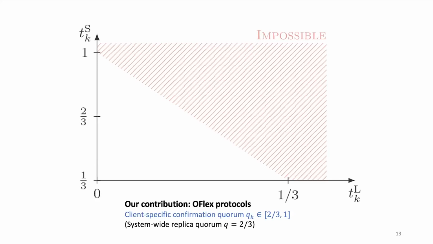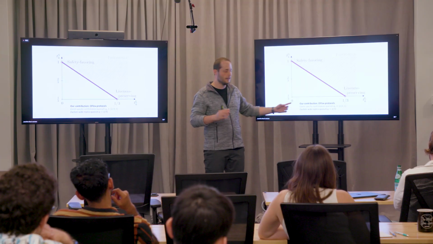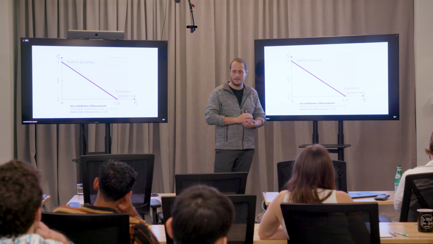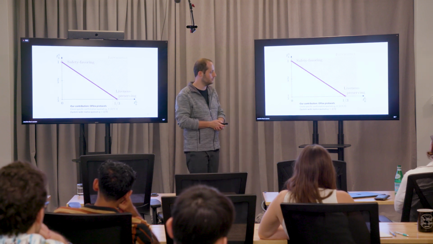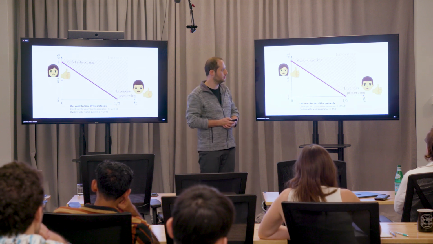Okay. So what I will be talking about is a family of protocols that we call OFlex protocols, which stands for optimal flexibility. And what they achieve is this trade-off curve. So basically now with this protocol, we can have a single protocol instance in which we can support both safety favoring clients and maximally liveness preserving clients simultaneously. This protocol technically still has some sort of a system-wide replica quorum, but at this point there's no purpose in tuning that, right? So all that's being tuned here is, the system runs with one quorum, and then clients have their own client-specific confirmation quorums, their own confirmation rules. So in this case, Alice and Bob are both happy because the protocol can support both of them.